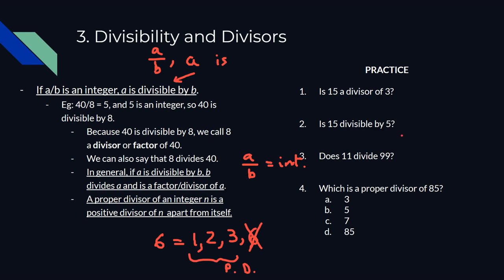Now let's do some practice here. Just pause the video, give it an attempt on your own, and we'll see then. Okay, so is 15 a divisor of 3? No, it's not. It's actually the other way around, so the answer is no. 3 is a divisor of 15. One way to think about it is that multiples are like multiplication, so that normally gives you a bigger number, and divisors are like division, so it's a smaller number.